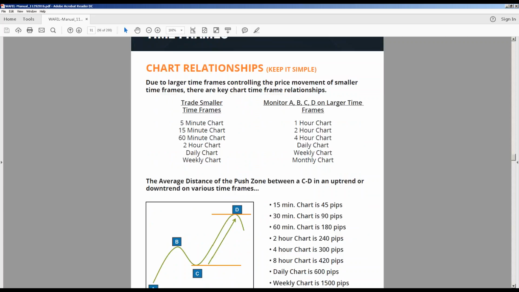Now we get to chart relationships. Due to larger time frames controlling the price movement of smaller time frames, there are key chart time frame relationships.